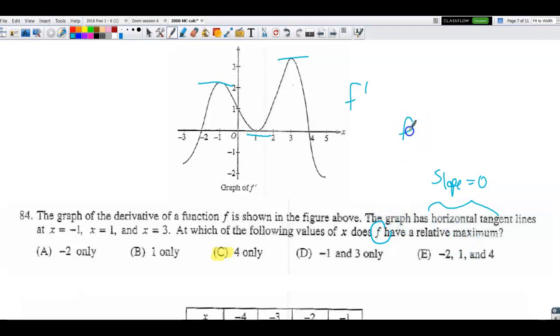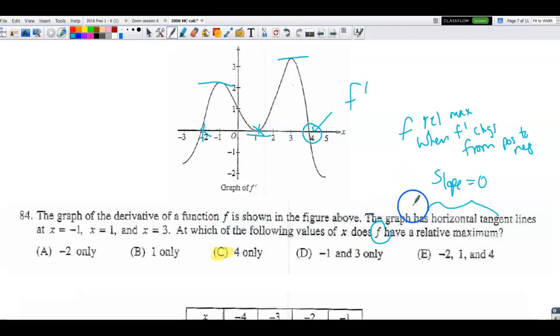F has a relative maximum. This is all about the sign change. F has a relative maximum when f prime changes from positive to negative. And this graph changes from negative to positive at -2. There's no change at 1. And it changes from positive to negative at x equal to 4. So that's where the relative maximum would occur on f original.